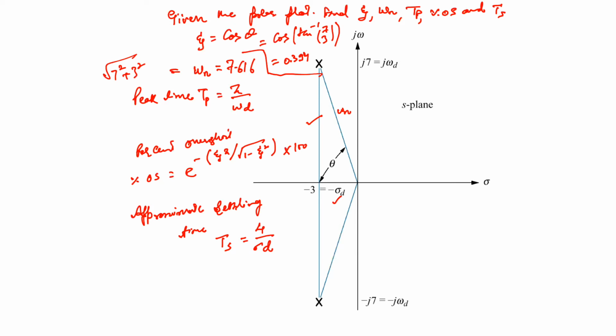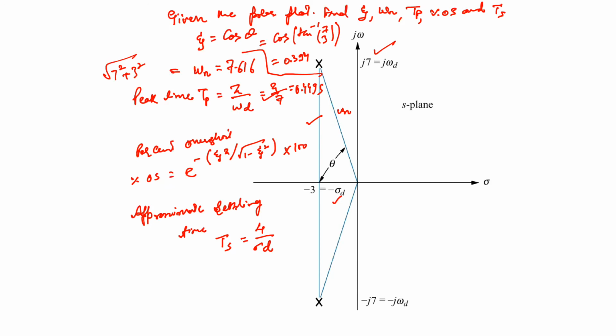Now the peak time. The expression for the peak time is Tp equals pi divided by omega d, and omega d in this case is the imaginary part. This imaginary part is 7, so pi divided by 7 equals 0.449 seconds.